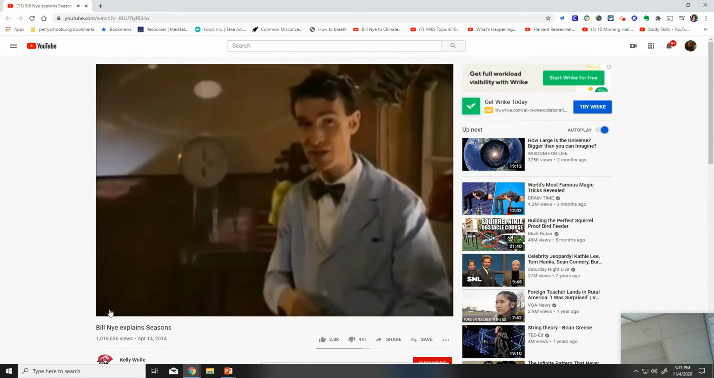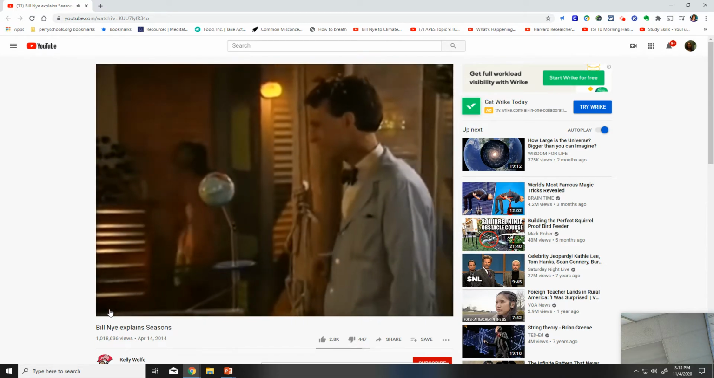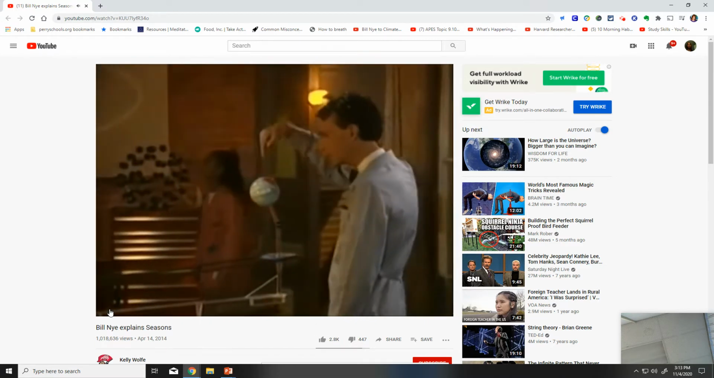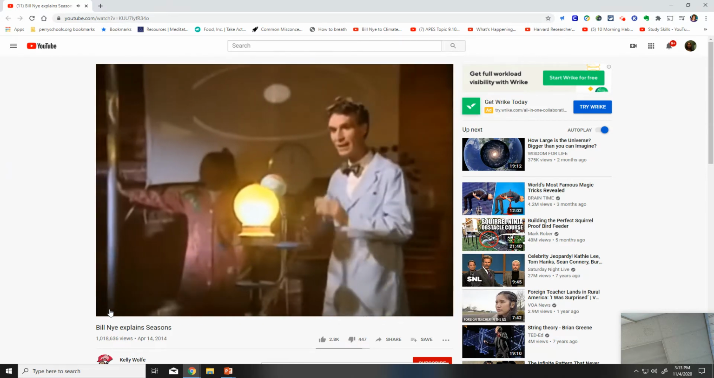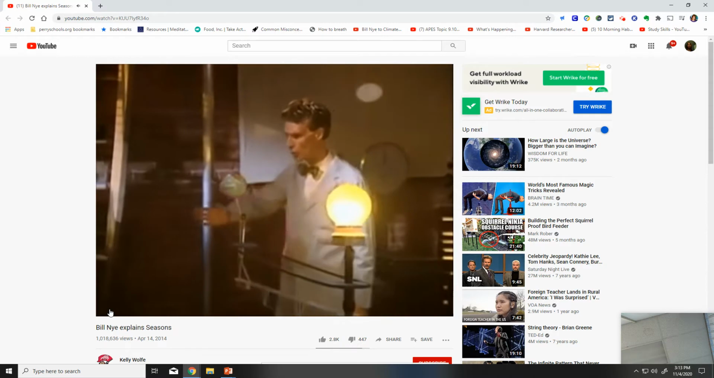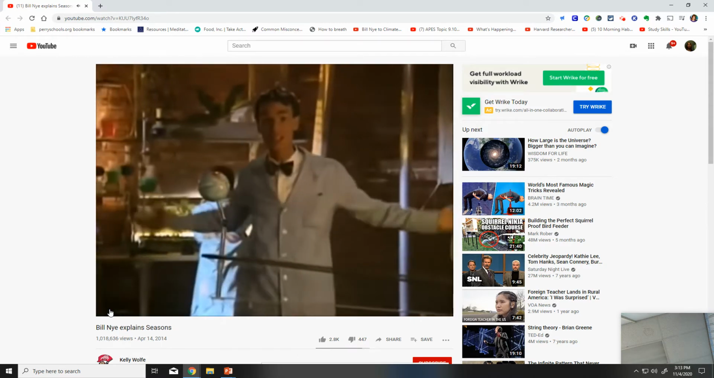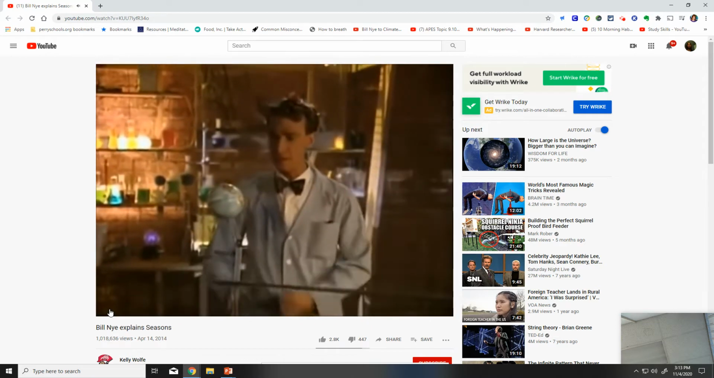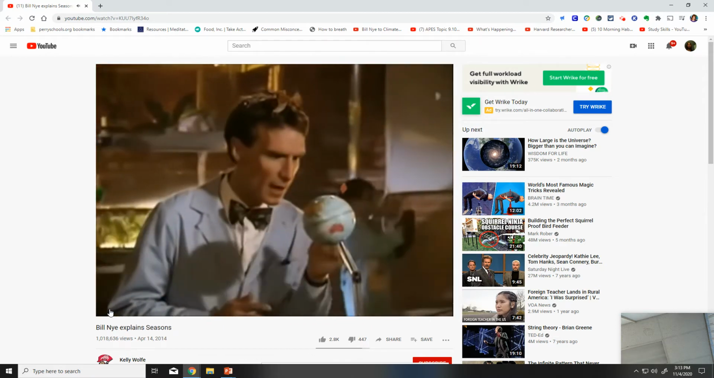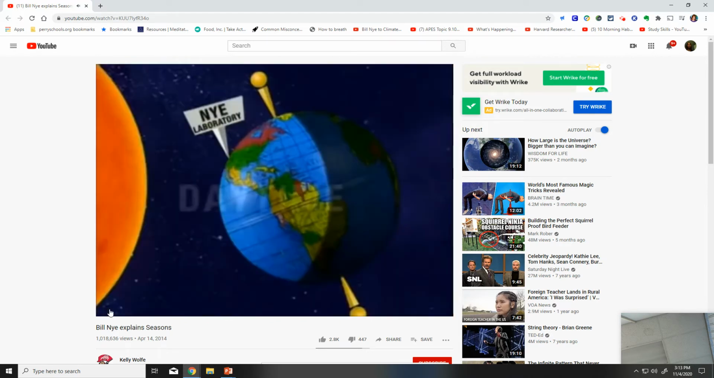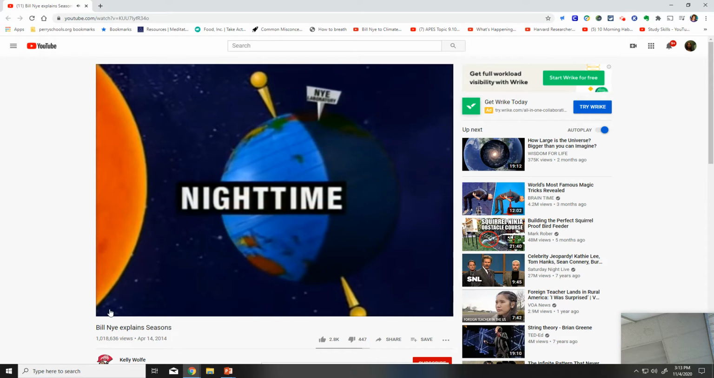The reason we have seasons on Earth is because the Earth is tilted. Now let's say that this is the Earth, and there's an imaginary line going through the middle of it called the Earth's axis. It's tilted, and it stays tilted as the Earth goes around the sun at 100,000 kilometers an hour. That's 1 billion kilometers every year. Now not only is the Earth going around the sun, but the Earth is spinning. Now when you're on the part of the Earth that's toward the sun, it's daytime. And when you're on the part of the Earth that's away from the sun, it's nighttime.